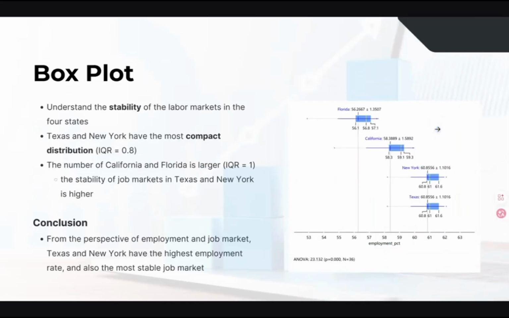To better understand the stability of the labor markets in the four states, we use a box plot for dispersion analysis. The data shows that Texas and New York have the most compact distribution, and the IQR is only 0.8. But the number for California and Florida is larger, which is 1 for both. Therefore, the stability of job markets in Texas and New York is higher.